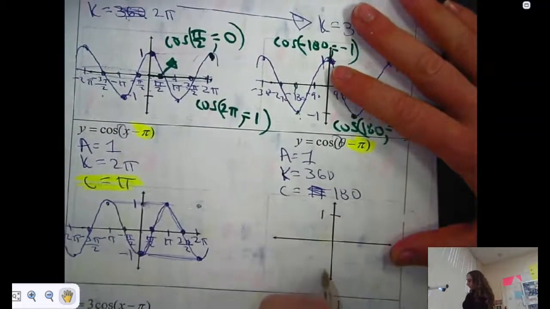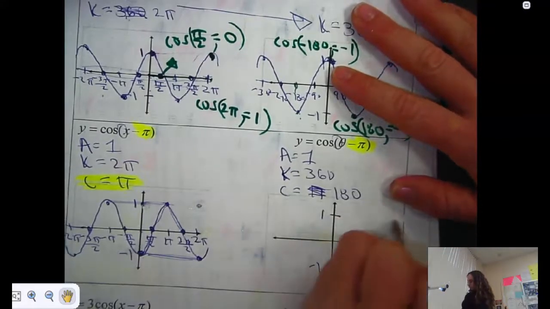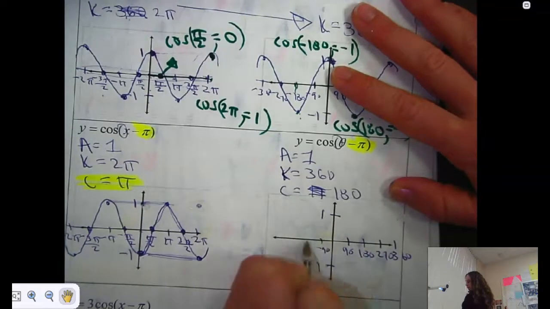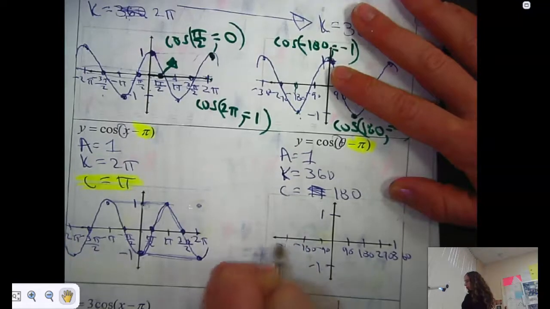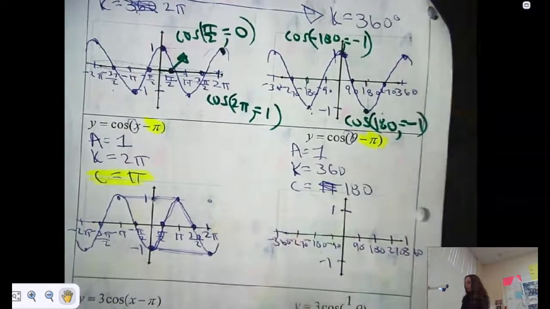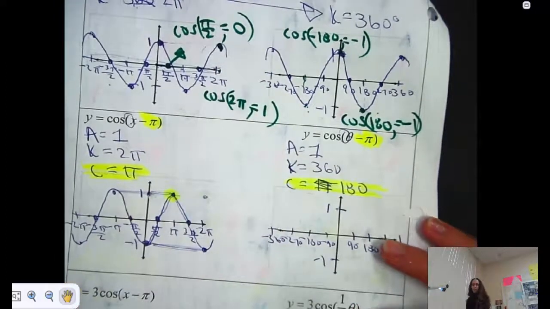So let's see if we can do that over here. 1, negative 1, 2, 3, 4. Hump to hump, 360, 180, 90, 270. Negative 90, negative 180, negative 270, negative 360. Normally, I would start here, but they're asking me to phase shift. So I'm going to highlight that because that's really our new top.